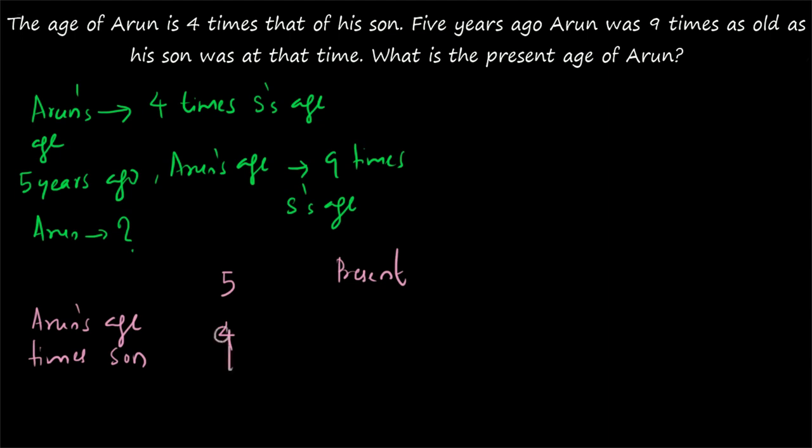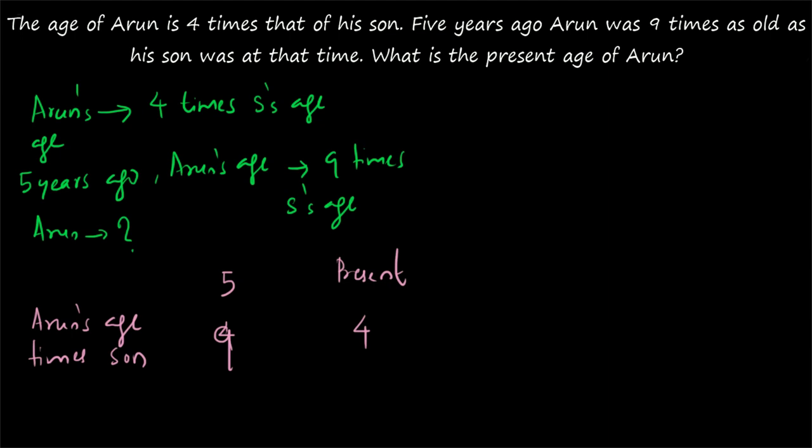Okay, so don't be confused. 5 years ago, 9 times. So 5, 9 you have to write. At present, Arun's age is 4 times that of son. So you have to write 4 here. You have to form a small table. So Arun's age times son is the row, and T and present are the columns.